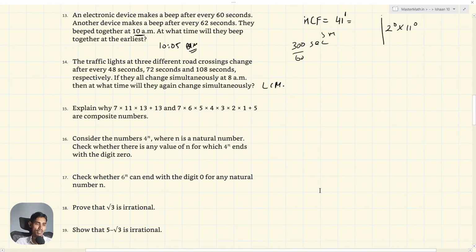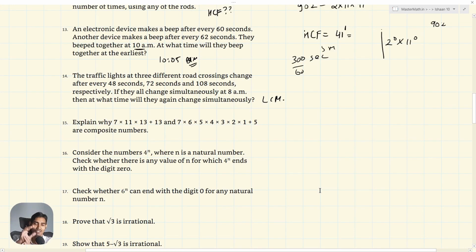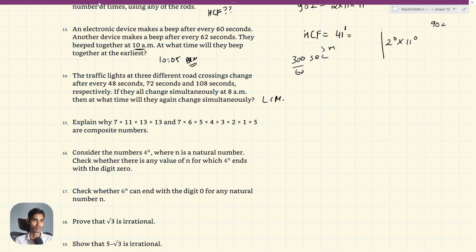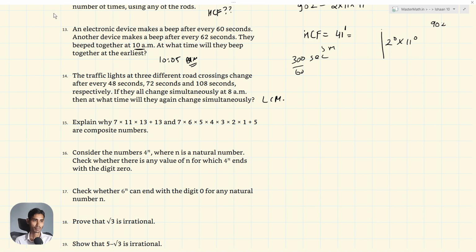So let us try question 15. We should have done this as the first question of the chapter, but anyway, it's an easy question. Explain why this is a composite number. Do you have to solve it or just write? See, we can solve it. Suppose upon solving you get 1060, although it's not correct. Then you can show some 2, 3 factors, not 2 into 5 into 7 something. So it has more than one factor apart from one and the number itself. So it is a composite number.